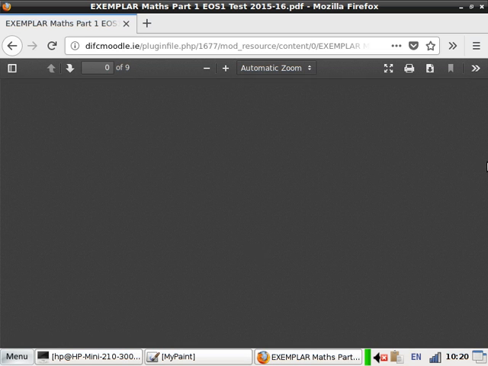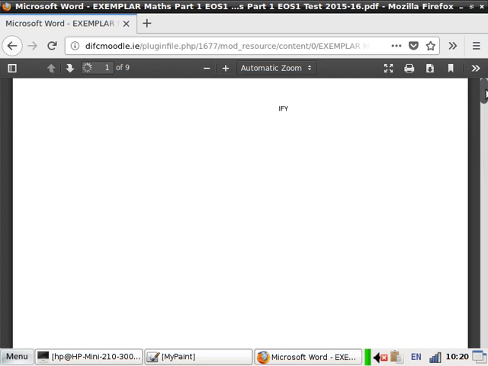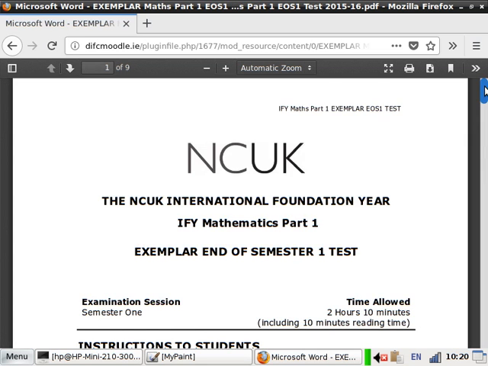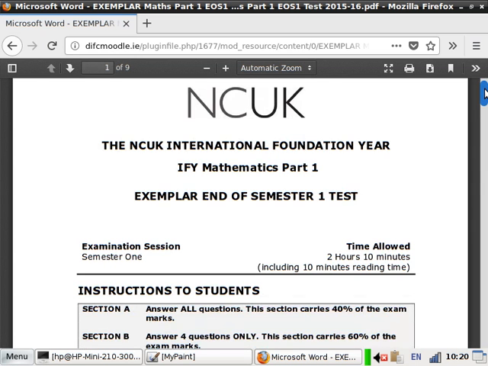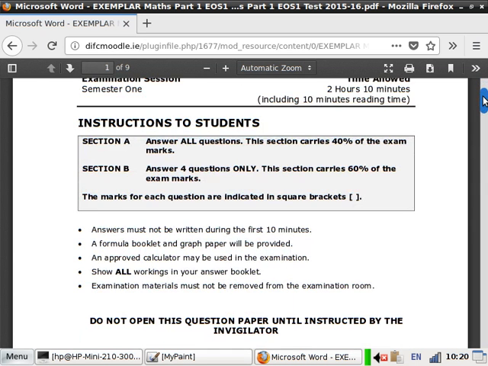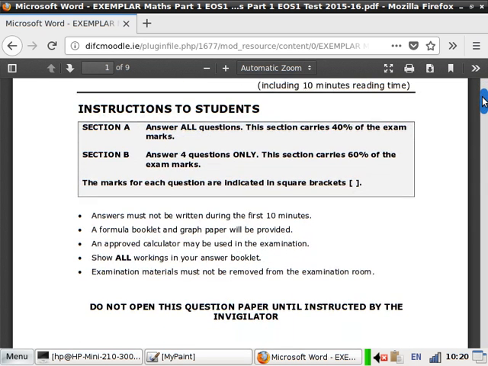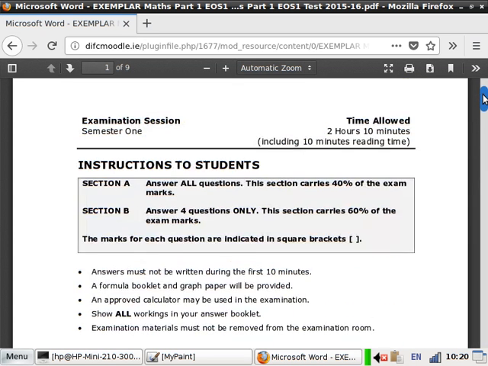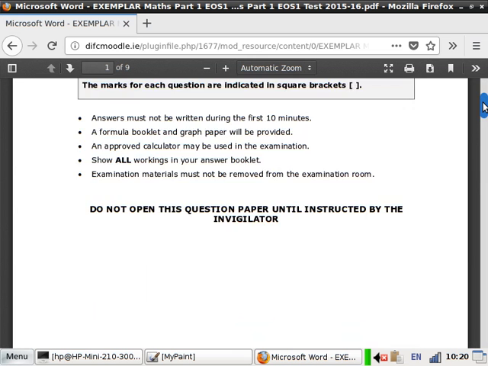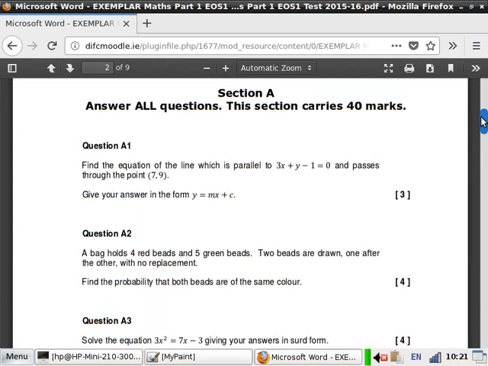Right. So you can see with the final semester test, it's 2 hours with 10 minutes reading time. You have a section A and B. Section A is 40% and B is 60%. A are short questions and B are long questions. Answer everything in A and 4 from B. So, starting off the exam, we have: find the equation of the line which is parallel to this line and passes through this point, and write it in this form. This is what I was saying, it tells you how to write the answer.